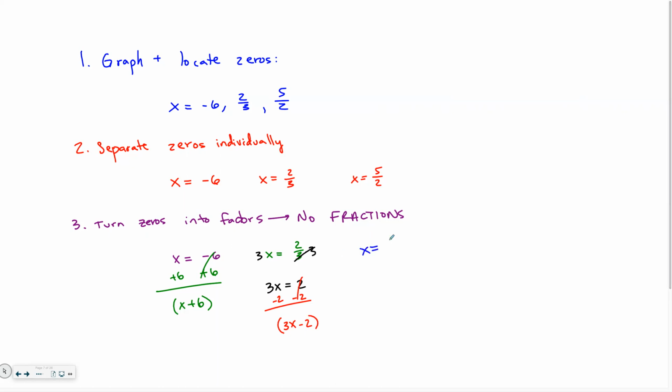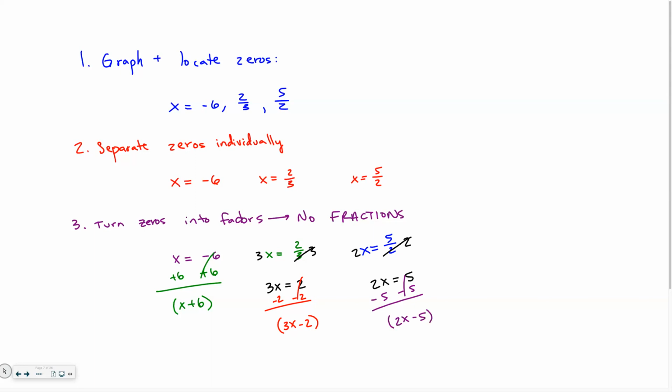This zero is 5/2. Again, no fractions, so I've got to get rid of the fraction. What is the opposite of dividing by 2? We multiply both sides by 2. So 2x equals 5. Now, to finish this as a factor, I've got to get it equal to 0. What is the opposite of 5? I subtract 5 from both ends. So I'm left with 2x minus 5.